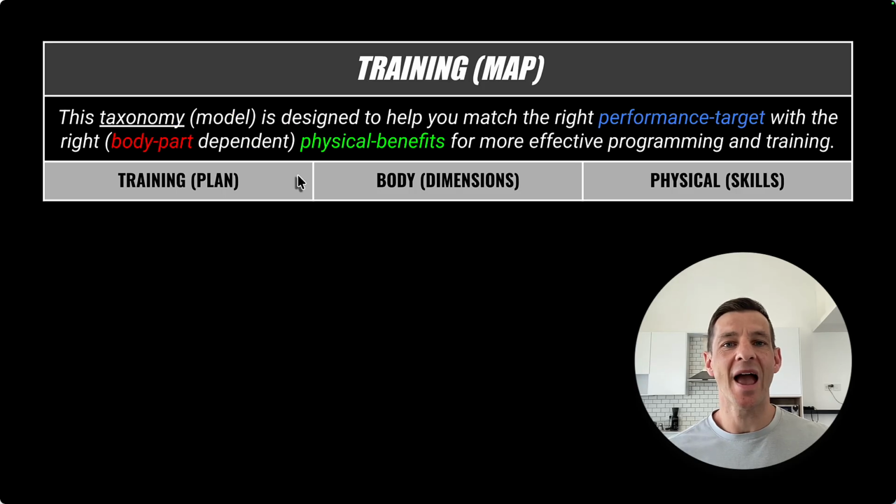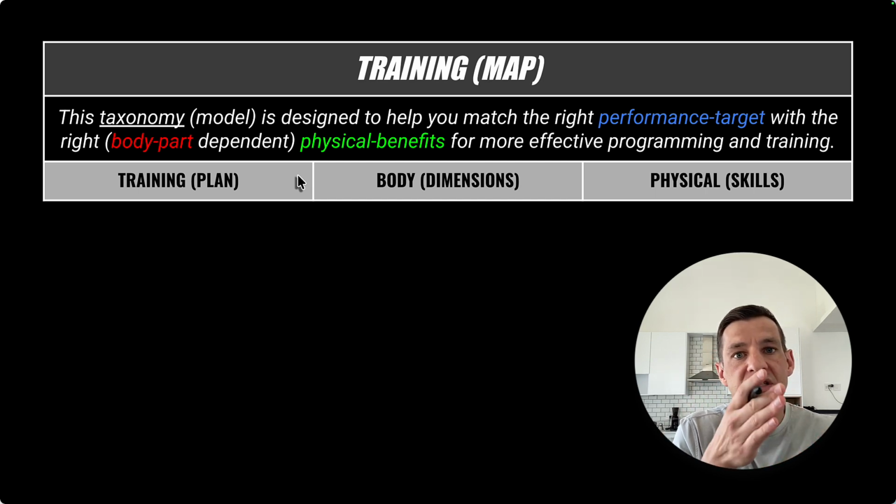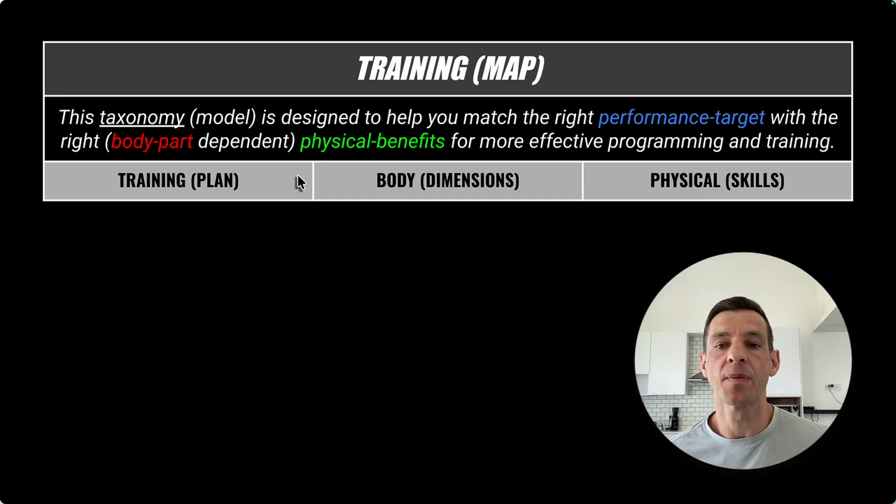So starting from the top, as I mentioned before, the function of this taxonomy is to help you match the right performance target with the right body part specific physical benefit. What does that mean? It means that, let's say, if you're programming for yourself a core exercise, you want to know that if you achieve a specific performance benchmark within that body area, let's say your core, it's going to lead to the very specific benefits that you want. So it's matching the right exercise with the right goal.